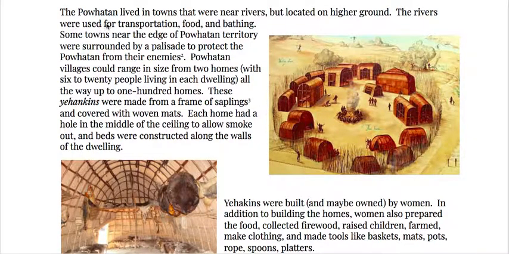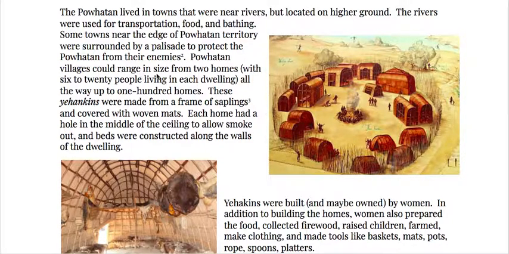Next paragraph. The Powhatan lived in towns that were near rivers, but located on higher ground. The rivers were used for transportation, food, and bathing. Some towns near the edge of the Powhatan territory were surrounded by a palisade to protect the Powhatan from their enemies. This is a palisade right here. The trees surrounding the village.